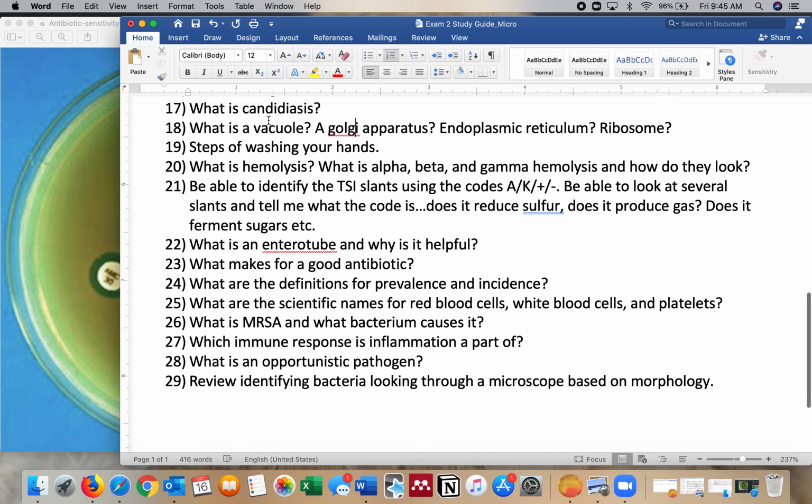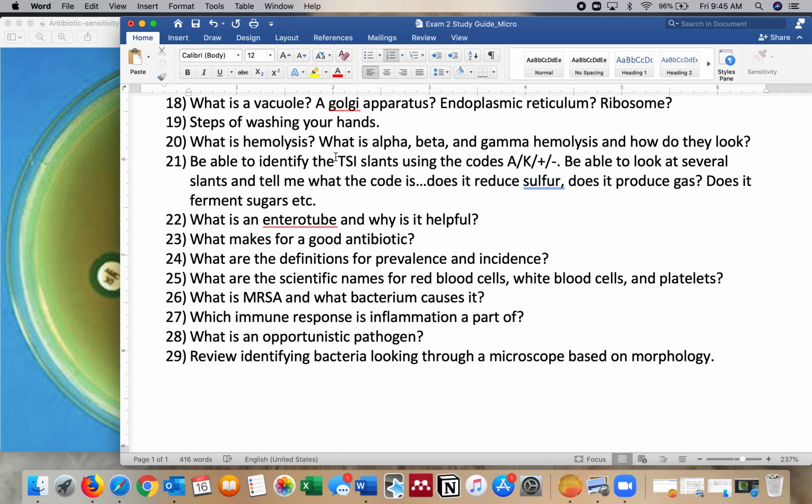Okay, what is candidiasis? We didn't get to talk about this. It is also from Lab 5. So if you go back to Lab 5, I believe it's the second page of that lab. Candida is a type of fungi. So it's from that eukaryotes lab. The definition of candidiasis is in that lab.